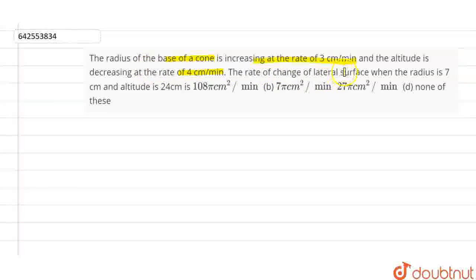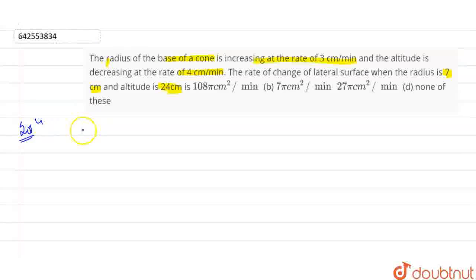The rate of change of lateral surface area when the radius is 7 centimeter and the altitude is 24 centimeter is... We have given 4 options and we have to find the rate of change of lateral surface area of the cone when the radius and altitude values are given. Okay, so first we will see what are the values given to us in the question.